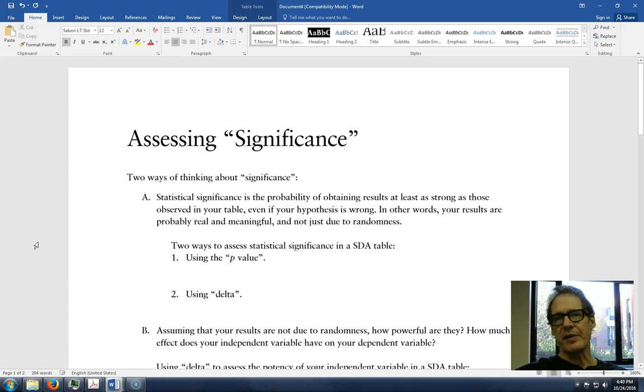Let's talk about significance. The word significance has two different meanings when we're conducting data analysis. The first meaning is similar to the way you would use the word significant in conversation, meaning something important, something significant. The second meaning is more specialized when we use the word statistical significance. Something can be statistically significant without being important.